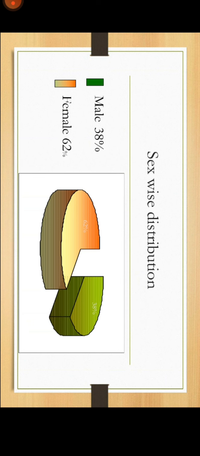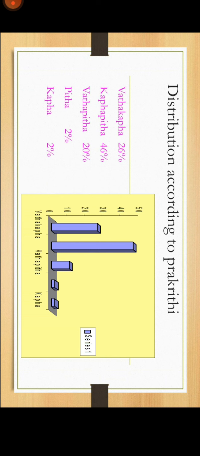Then coming to sexual distribution, more probably females, as we have seen in our study. Just an OP level study. According to Prakriti, Vata Kapha Prakriti patients we got 26%, Kapha Pitta Prakriti 46%, Vata Pitta Prakriti 20%, Pitta only 2%, Kapha only 2%. That means patients having myopia less commonly have Pitta Prakriti. That means burning sensation and redness of eye are very diminished. We got only fewer patients with Pitta Prakriti.